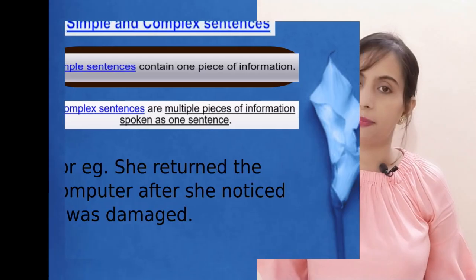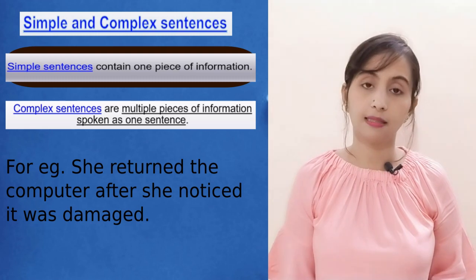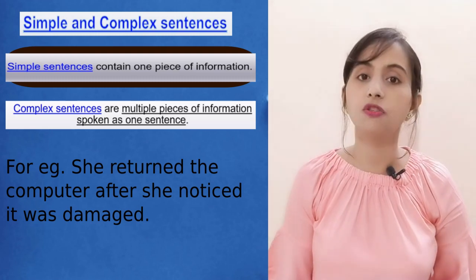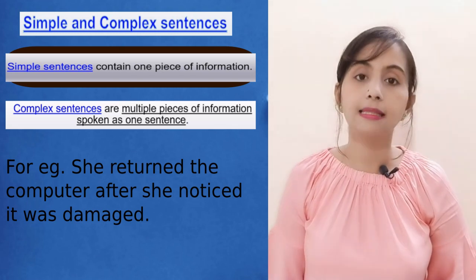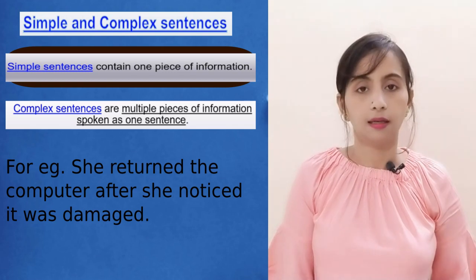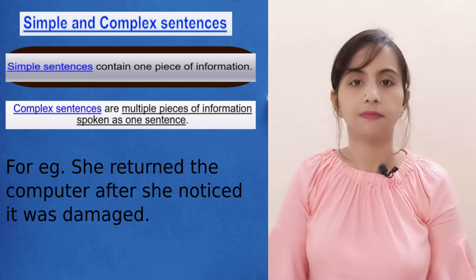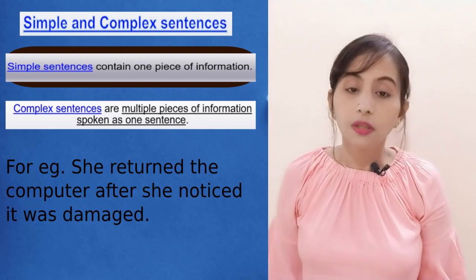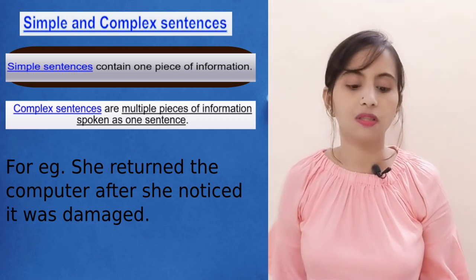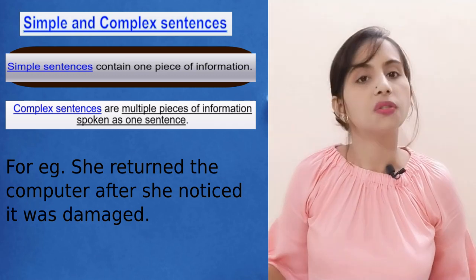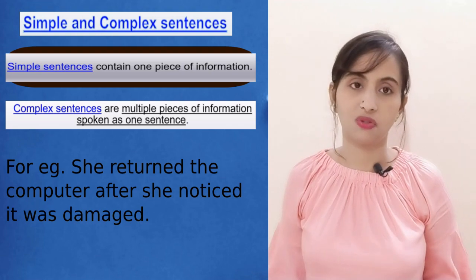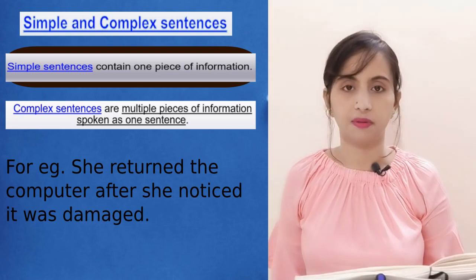Now, simple and complex sentences. What are simple and complex sentences? Simple sentences are those which have just one piece of information, whereas complex sentences are those which have more than one piece of information. Now, I'm going to give you an example. Here it is: she returned the computer when she noticed it was damaged. So, here are two pieces of information.